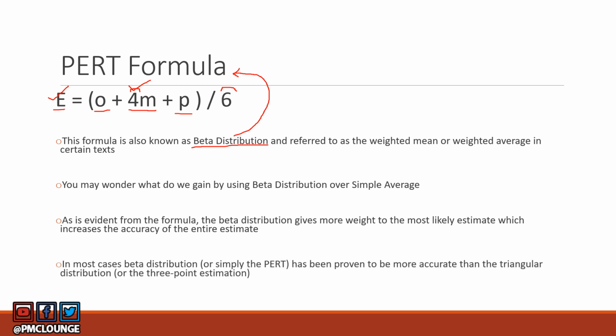Now, in most cases, beta distribution has been proven to be more accurate than triangular distribution, right? So beta distribution is actually more accurate, and it has been proven over the triangular distribution. Again, a reminder, beta distribution is PERT, triangular estimation is three-point estimates.